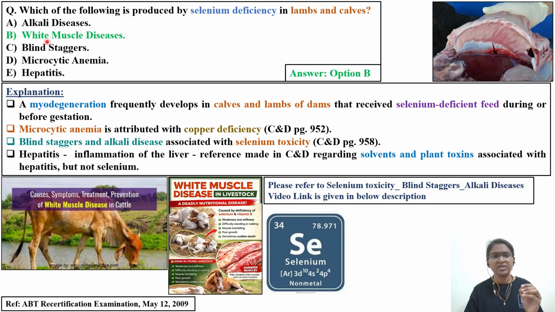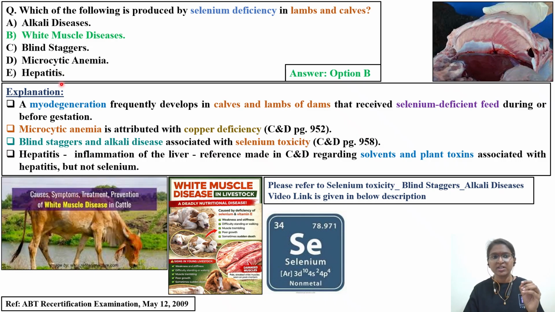The right answer will be white muscle disease. White muscle disease is the disease which is caused because of the deficiency of this particular metal called selenium. Alkali disease, and option C, that is blind staggers, are both caused because of excessive selenium consumption by the grazing animals, that is cattle.